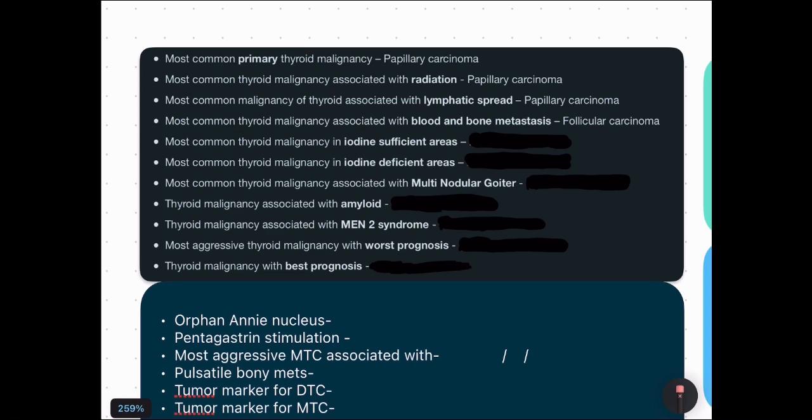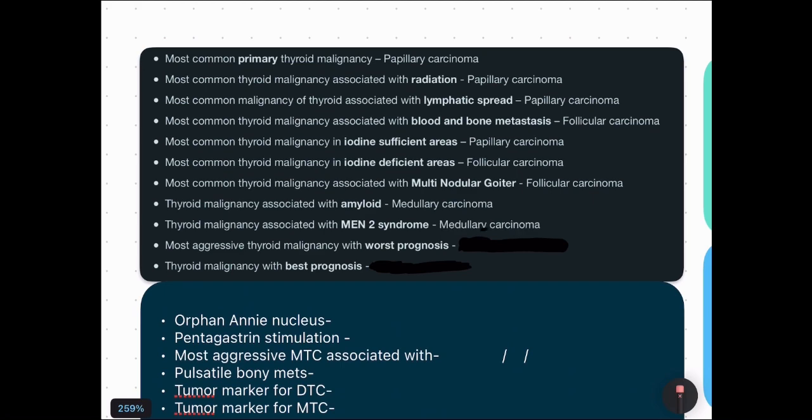Iodine sufficient area, papillary thyroid carcinoma. Iodine deficient is follicular carcinoma. Most common thyroid malignancy associated with multinodular goiter, I told you it is follicular thyroid carcinoma. If amyloid is written, then always answer it as medullary thyroid carcinoma. MEN 2 syndrome, again medullary thyroid carcinoma. We have discussed all these things.